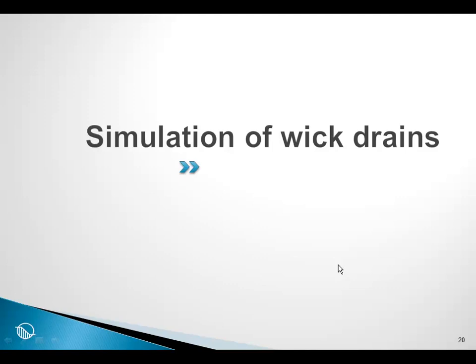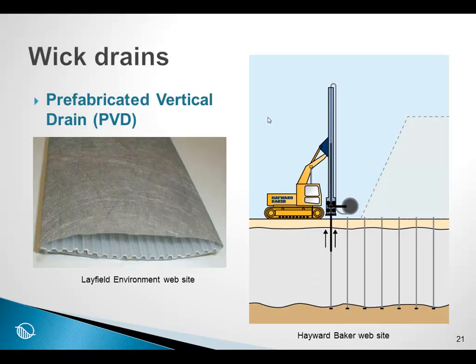This example is about using SIGMA/W to simulate the effect of Wick drains. A Wick drain is a piece of corrugated plastic wrapped in a geofabric, and the water flows through the geofabric and then flows in the grooves of the corrugated plastic to the surface.